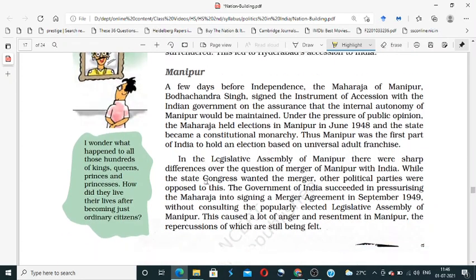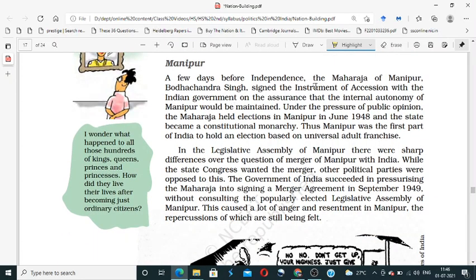Likewise, if we talk about Manipur, even a few days before independence, the Maharaja of Manipur, Bodhachandra Singh, signed the Instrument of Accession with the Indian government on the assurance that the internal autonomy of Manipur would be maintained.